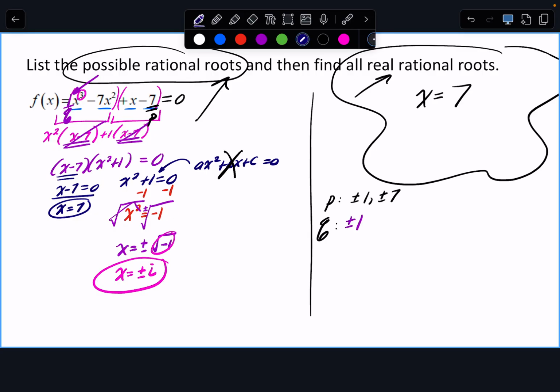So anything that multiplies to be 1, well, that's just 1. Aren't we doing P's divided by Q's? So 1 divided by 1 is 1. 7 divided by 1 is 7. So now I could circle that as well. I've listed out my possible rational roots.